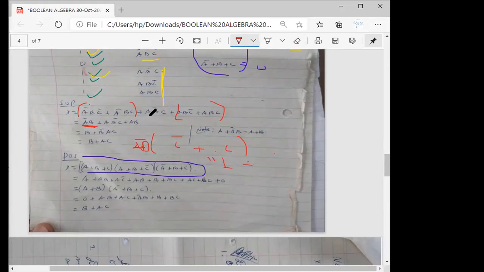I let this one remain, so it is the remaining here. Then again, I took AB out. AB is out. We have it into C bar plus C. C bar plus C is 1, and anything times 1 is AB, so this becomes AB. That's how this becomes AB.